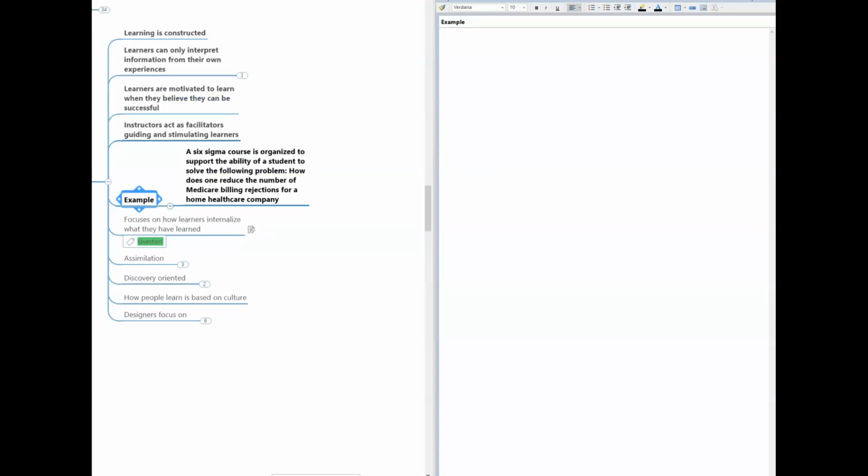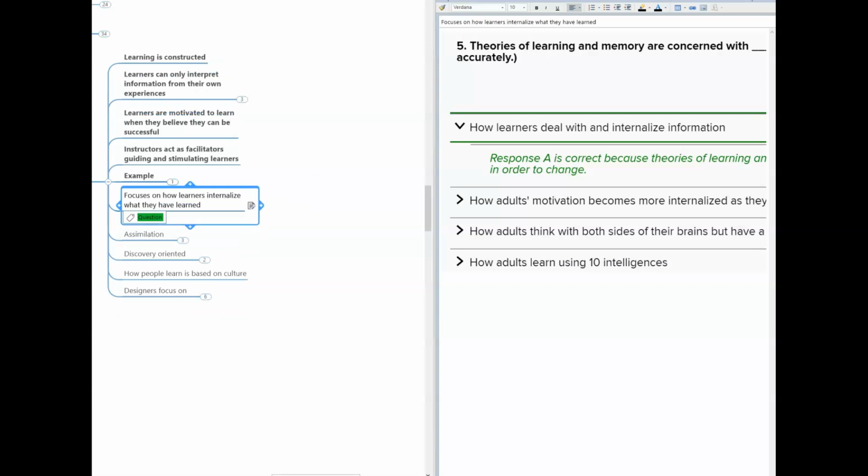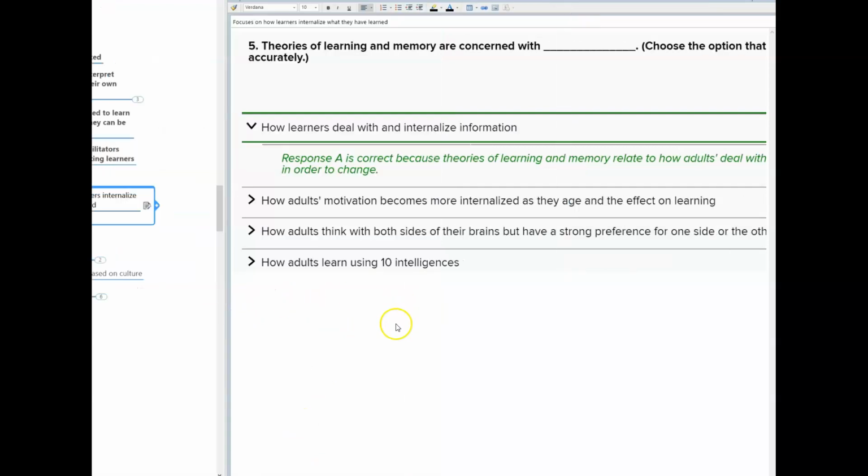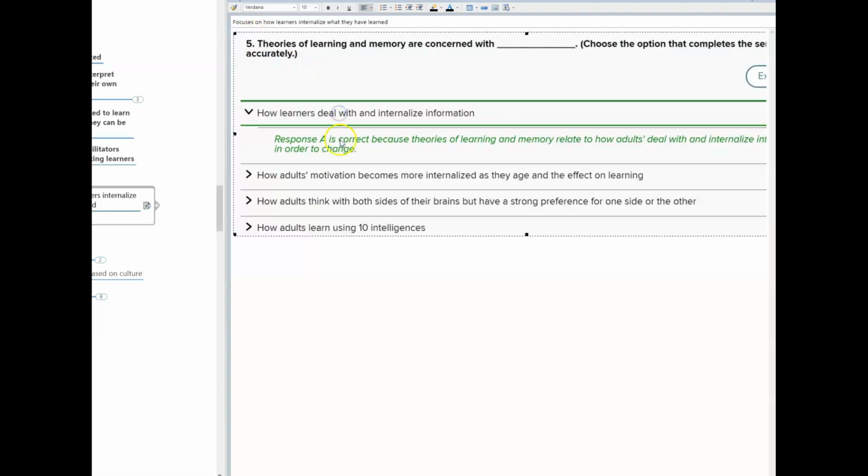An example, a Six Sigma course is organized to support the ability of a student to solve the following problem. How does one reduce the number of Medicare billing rejections for a home healthcare company? Question. Theories of learning and memory are concerned with how learners deal with and internalize information. This is correct because the theories of learning and memory relate to how adults deal with and internalize information in order to make change.